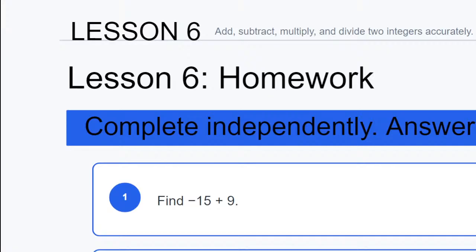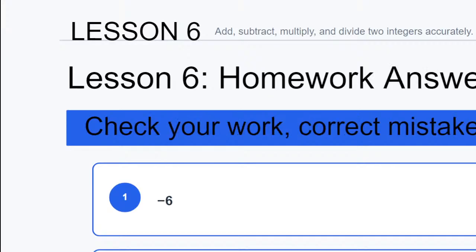So, okay. There's the homework answers. Number 1 is -6. Number 2 is -15. Number 3 is -54. Number 4 is 9.